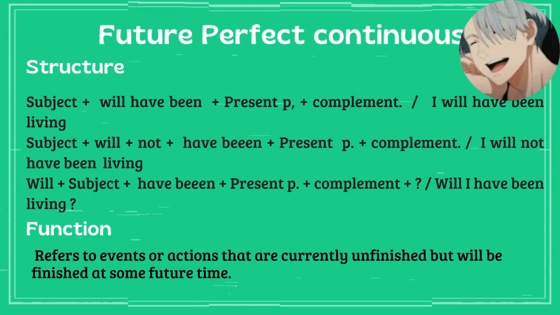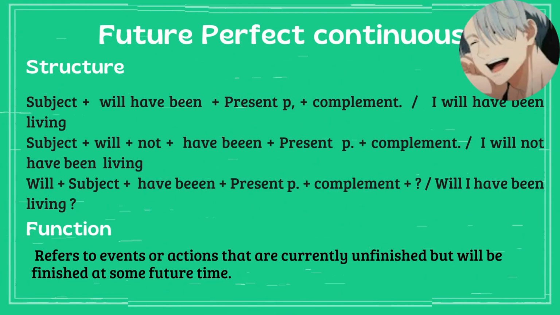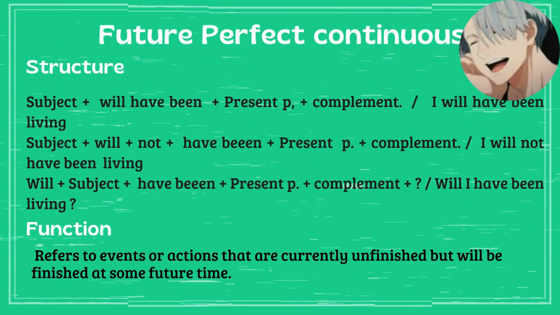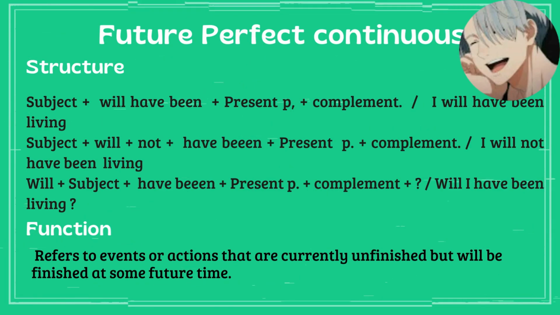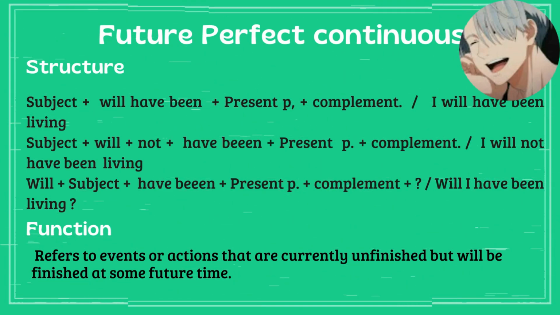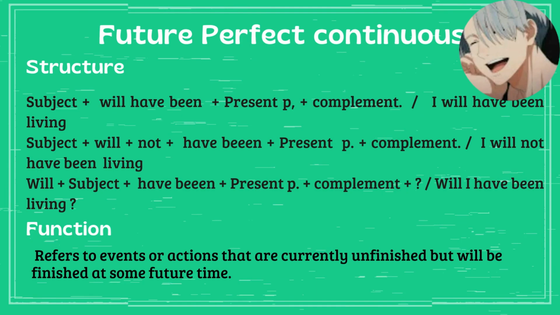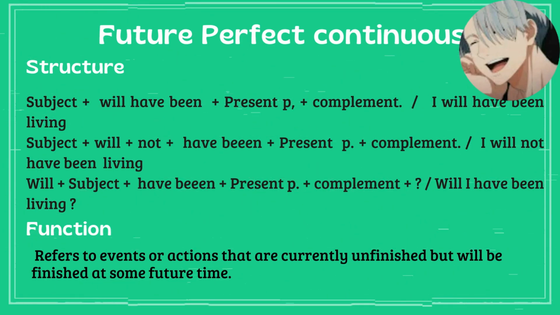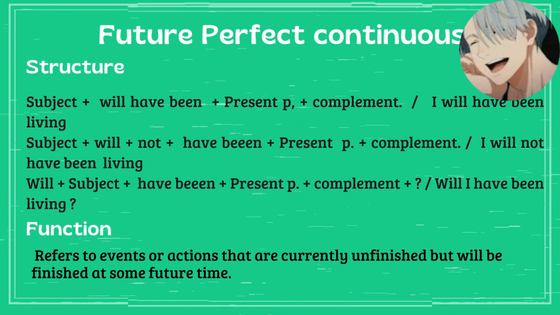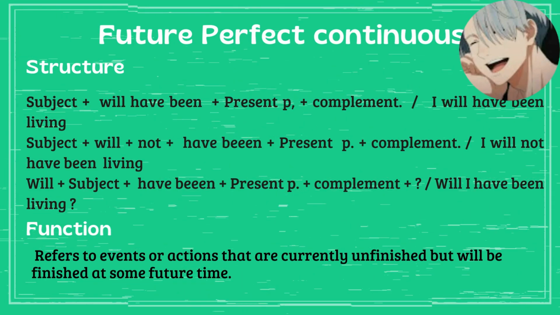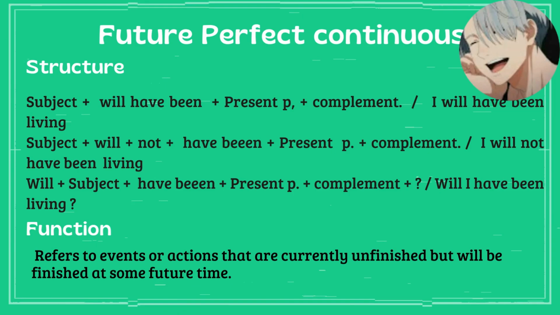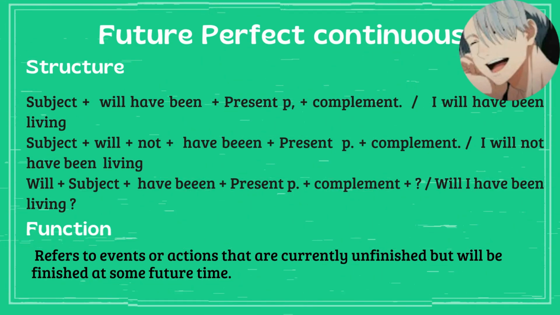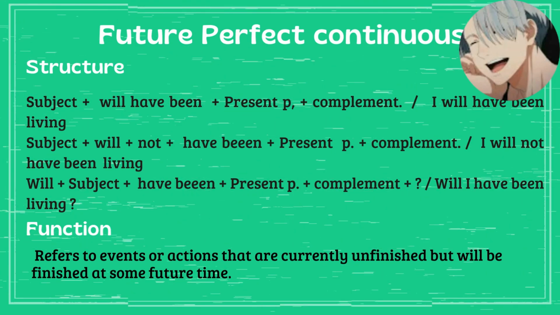Modal verb future perfect continuous. For the structure, we use subject, will have been, then the present participle, and finally the complement. Example: I will have been living. For the negative form, we use the subject, will not, have been, present participle, and finally the complement. I will not have been living.